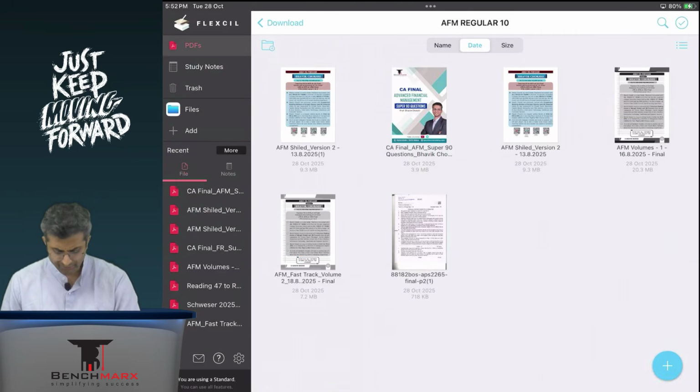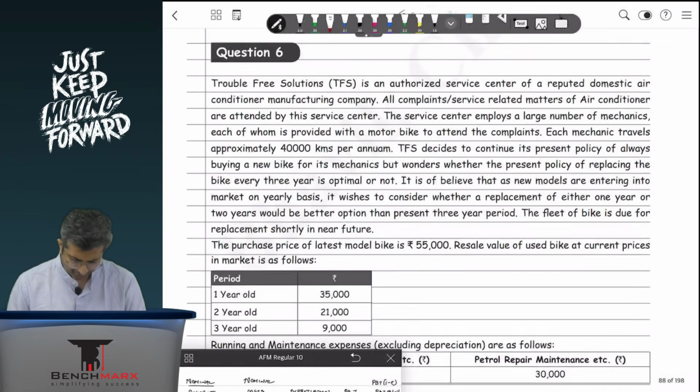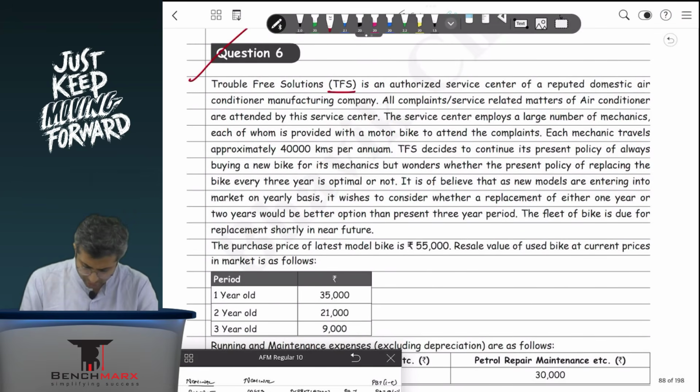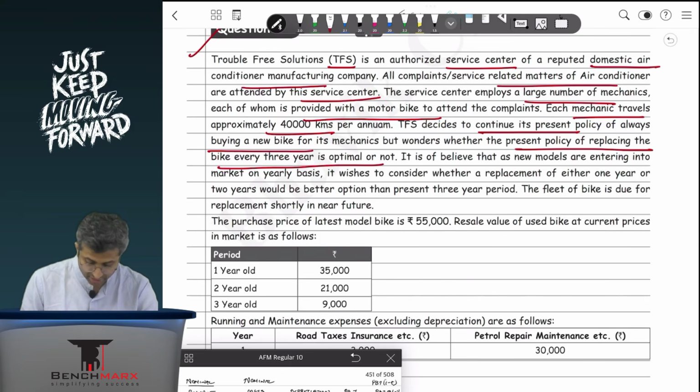Now if I review a question on this, question number 6: Trouble-free Solutions is an authorized service center for air conditioners. Complaints relating to matters of AC are attended by the service center. They employ a large number of mechanics, each of whom is provided with a motorbike. It's just a story, useless. Each mechanic travels 40,000 kilometers per annum. They decide to continue the present policy of always buying a new bike, but wonder whether replacing every 3 years is optimal or not. Story, gas.